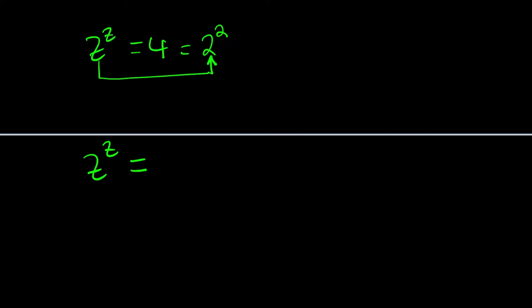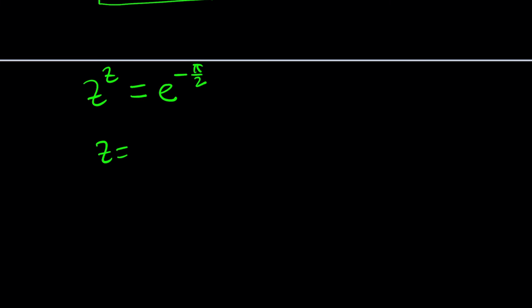z to the power z equals e to the power negative pi over 2. Also notice that z is a complex number and z to the power z is a real number. That doesn't mean it's not a complex number, because real numbers are also complex numbers, but we prefer to call them real numbers. To solve it, I could probably replace z with something like r times e to the power i theta, or I could call it z equals a plus bi.